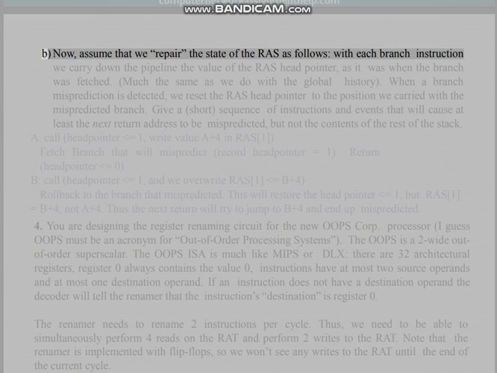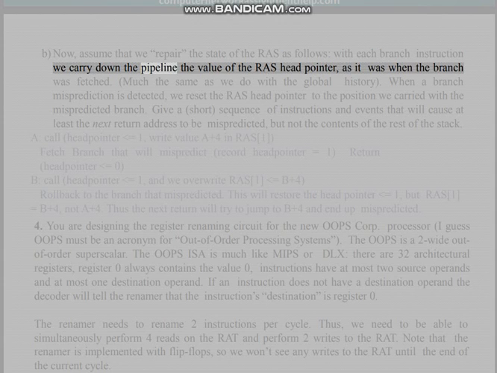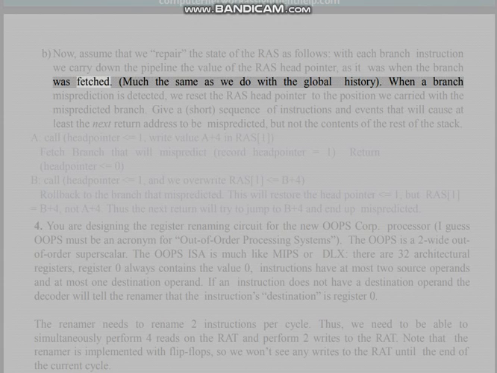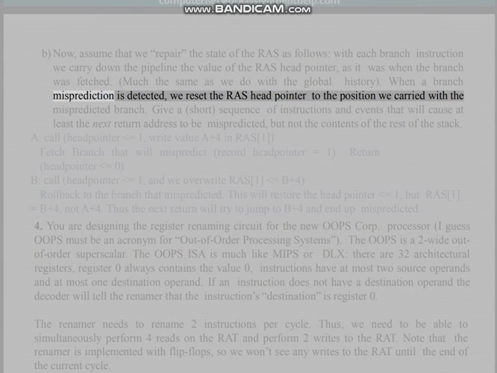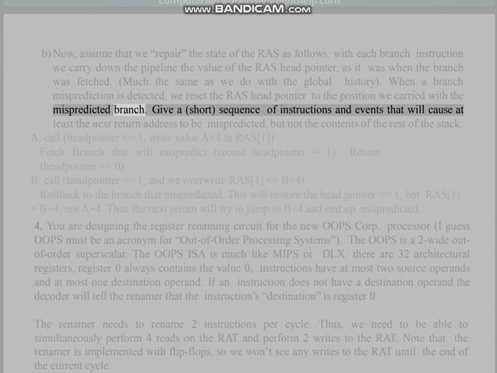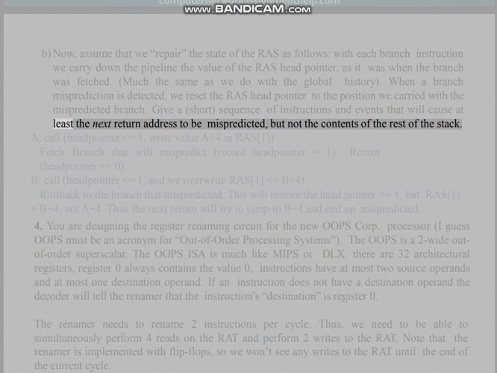B. Now, assume that we repair the state of the RAS as follows. With each branch instruction, we carry down the pipeline the value of the RAS head pointer, as it was when the branch was fetched. Much the same as we do with the global history. When a branch misprediction is detected, we reset the RAS head pointer to the position we carried with the mispredicted branch. Give a short sequence of instructions and events that will cause at least the next return address to be mispredicted, but not the contents of the rest of the stack.